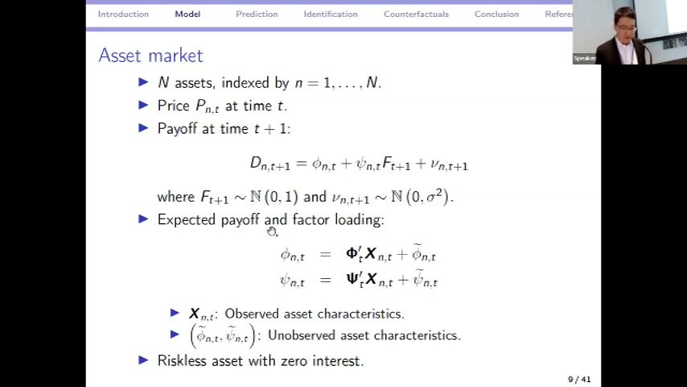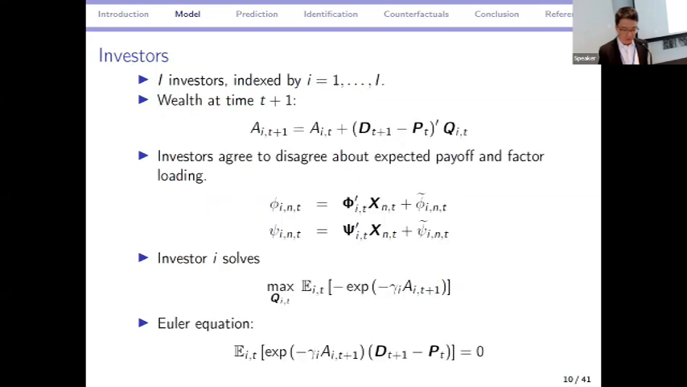You can invest in these risky assets, or you can invest in a riskless asset, and we're going to normalize the interest on the riskless asset to 0. Okay, and it's in fully elastic supply. So this is a very standard CAPM setup. And then we complete it with investors.